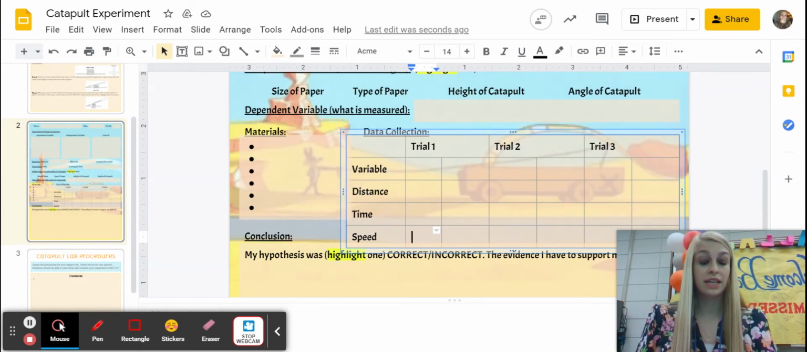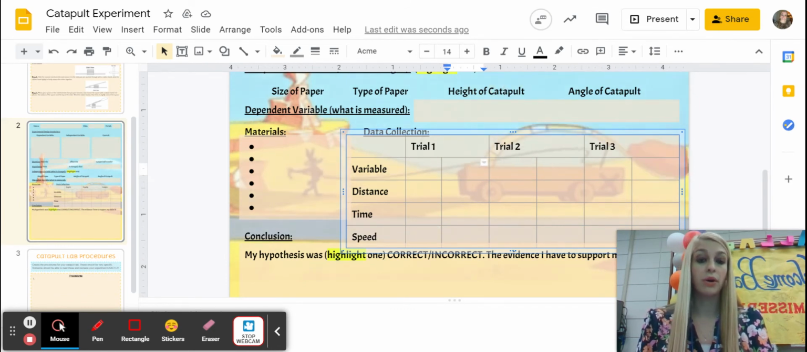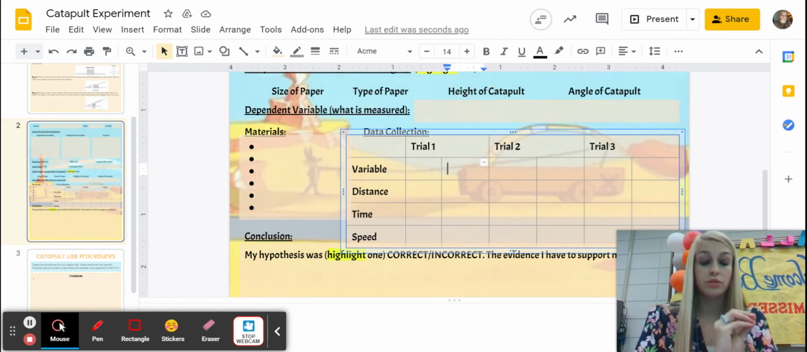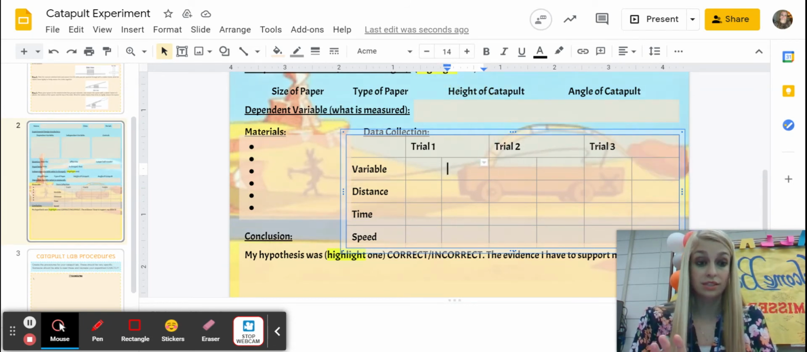Once you have filled in your data and you have completed 3 trials, so if you do small paper, large paper for trial 1, you need to do the same thing for trial 2 and 3. You can't change your independent variable for each trial. It needs to be the same for all 3 trials.